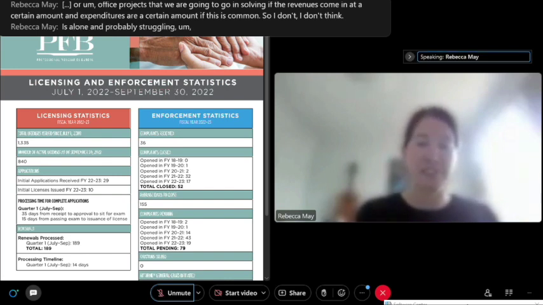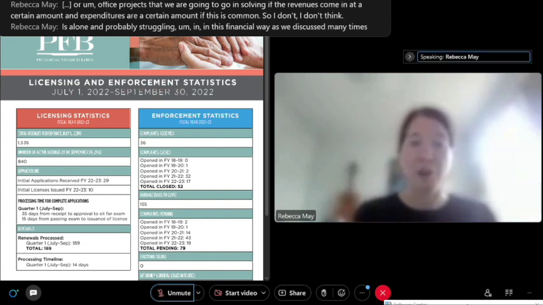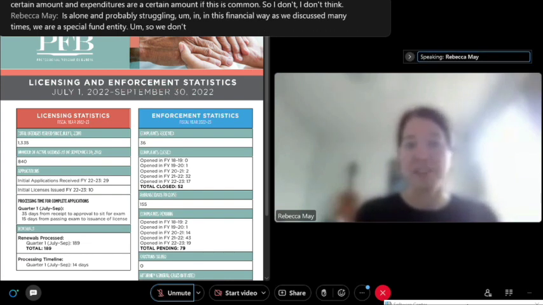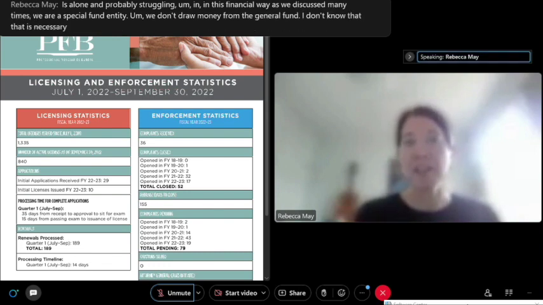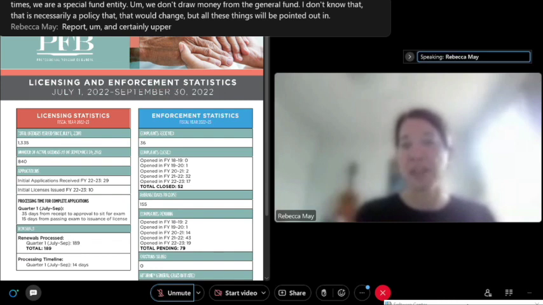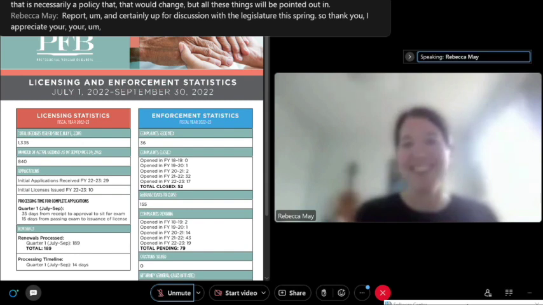As we've discussed many times, we are a special fund entity, so we don't draw money from the general fund. I don't know that that is necessarily a policy that would change, but all these things will be pointed out in our report and certainly up for discussion with the legislature in the spring. So thank you. I appreciate your concerns and I share them. Thank you.